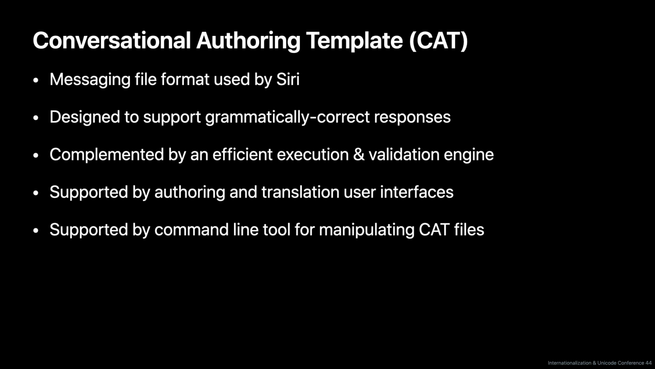We also have various tools that support the CAT format. This includes a robust translation process to allow our translators to take the original dialogue and translate that into all 40+ locales that Siri supports. We also have UI tools to help visually author and edit CAT files so that you don't need to be an expert in the file format syntax. And finally, we have command line tools that make it easy to work with and manipulate CAT files. For example, to execute and validate them from the command line and to help with deploying them to our customers.